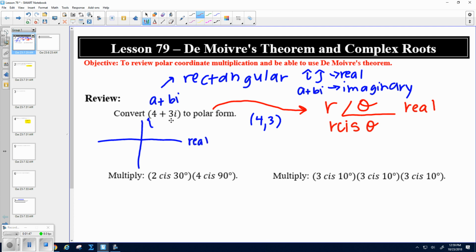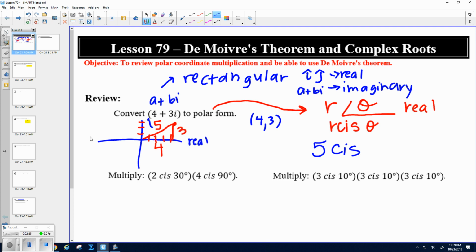So I've got 4, 3 as my coordinate point. 1, 2, 3, 4, 1, 2, 3. So you want to make a little graph. Draw your triangle. Always connect to the origin and the x-axis. So this is a distance of 4, and this is a distance of 3. So what's my hypotenuse? Yeah, this is a 3, 4, 5 triangle. So now I want to convert to polar form. I need the radius, and I need the angle from the positive x-axis over to the hypotenuse. So my radius is a distance of 5. So I get 5. And then I write cosine i sine, or cis.